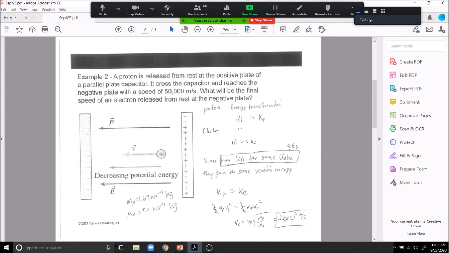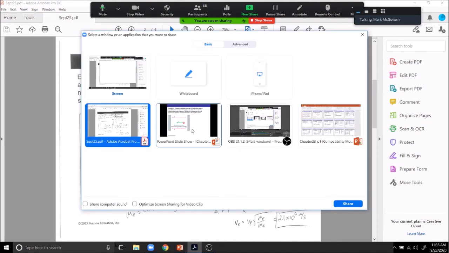So electrons are pretty fast. But that's the idea here: potential energies are identical. That's not different for the electron and the proton. But they do have different masses, so they have to have different speeds since they have the same kinetic energy. All right, excellent.